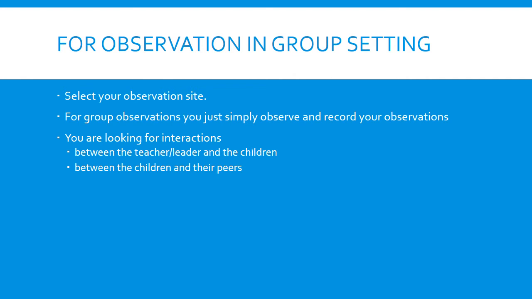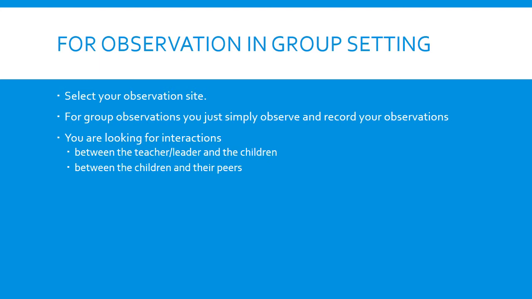If you're doing an observation in a group setting, the first thing you need to do is select your observation site. And for group observations, it's really pretty easy. What you're going to do is find a group, either a summer school group or a daycare group or boys or girl scouts, just any kind of group of children. A daycare is also a good place to go, where you have a teacher or a leader and a group of children. And what you're doing is you're simply watching.